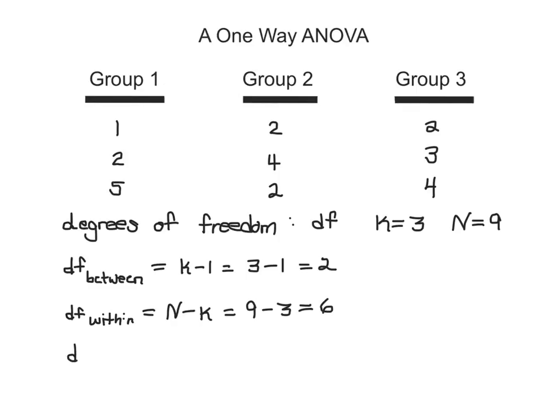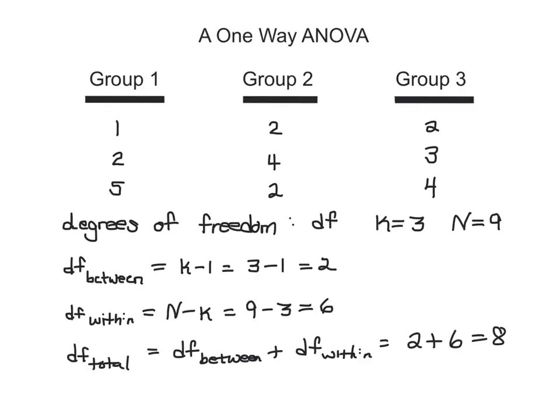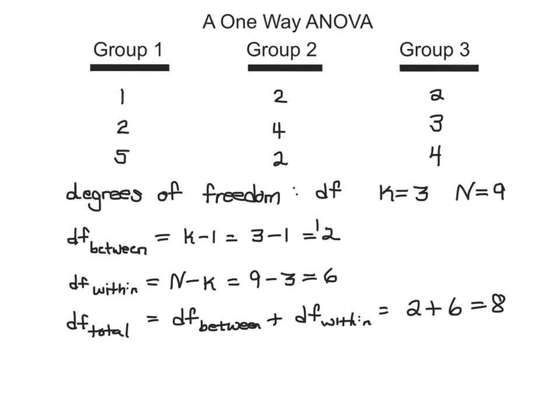And the degrees of freedom total is the sum of the degrees of freedom between and the degrees of freedom within. So it's 2 plus 6, which is 8. So we're going to use our degrees of freedom between and degrees of freedom within to find our F critical for an alpha of 5%.